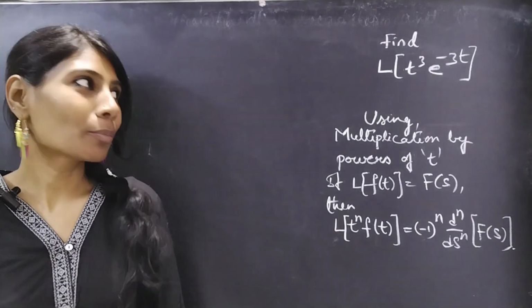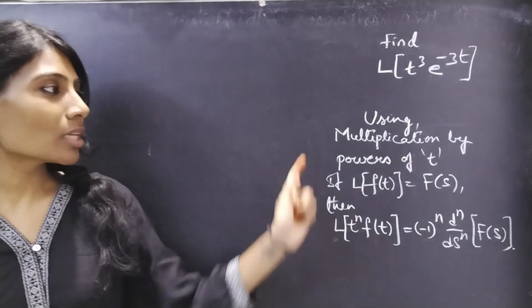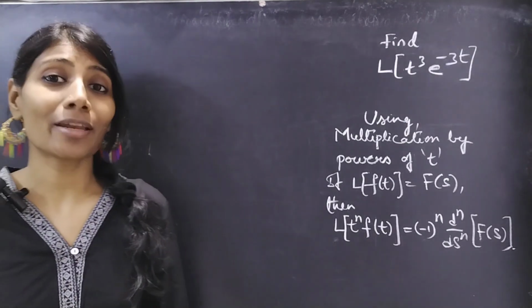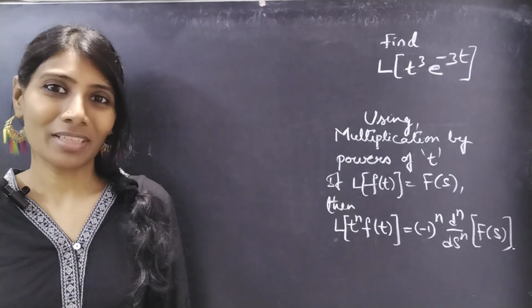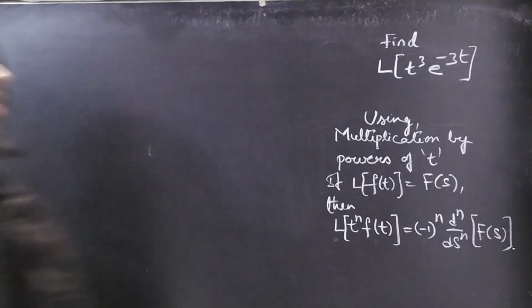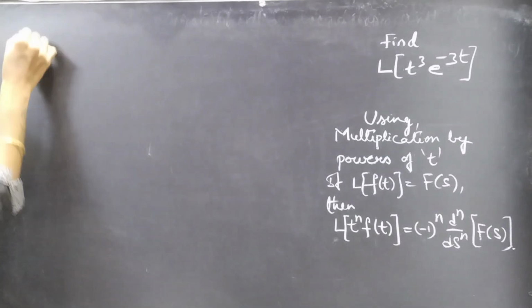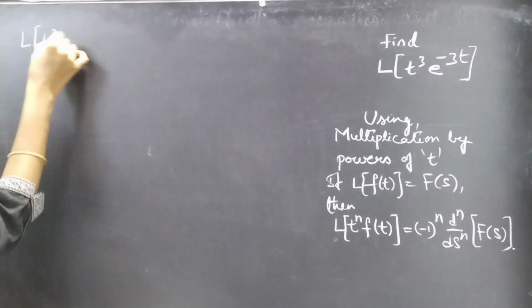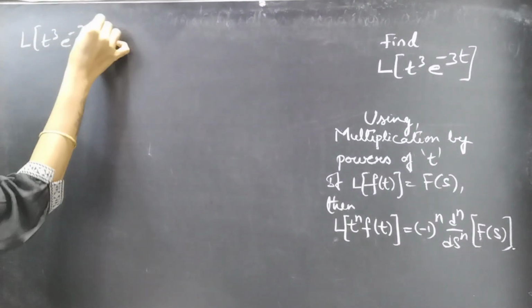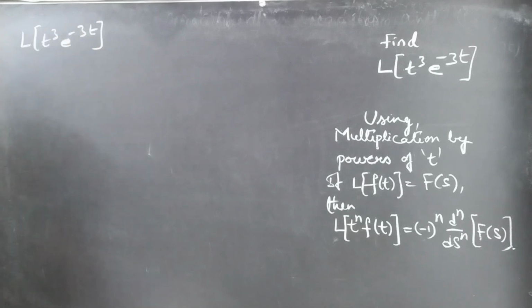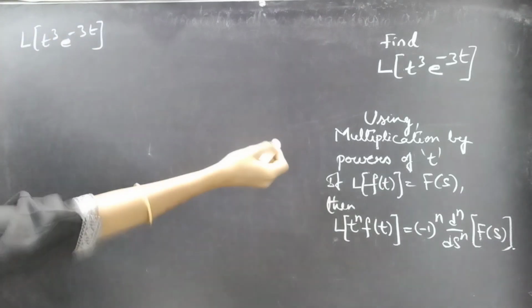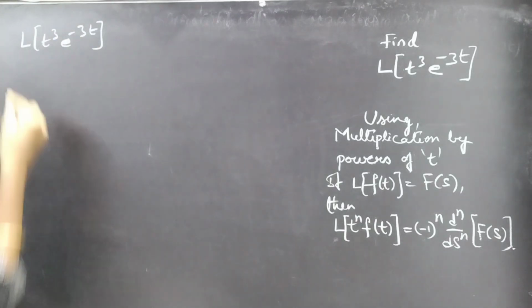In this video, we're going to see a problem from Laplace transform using multiplication by powers of t and also by first shifting theorem. So let's get going. We are asked to find Laplace transform of t cube e power minus 3t. I'll show you firstly with multiplication by powers of t.